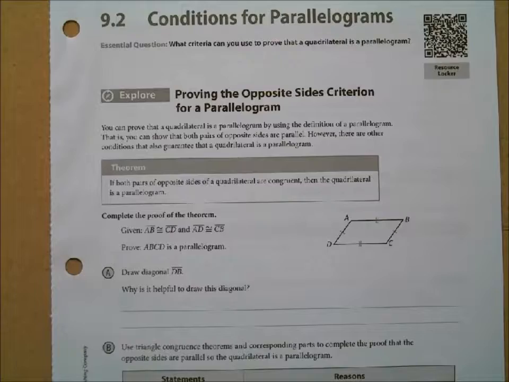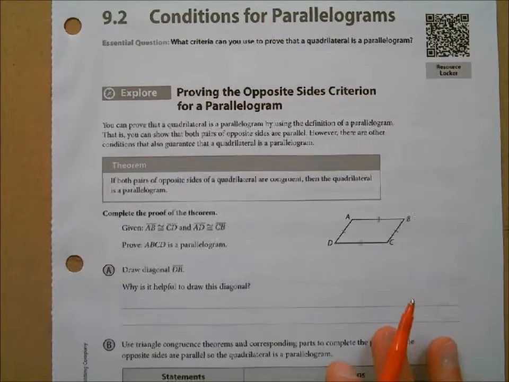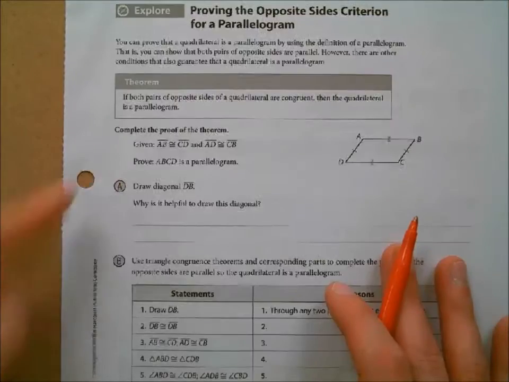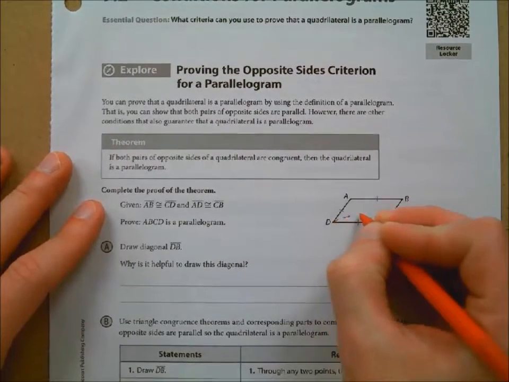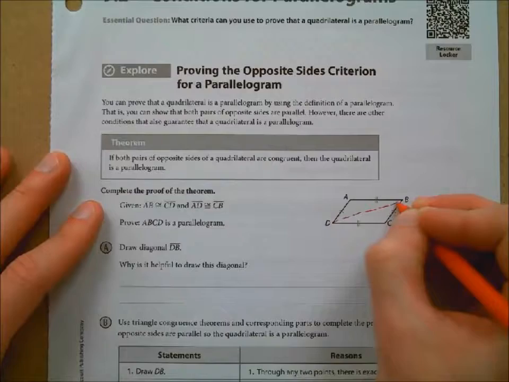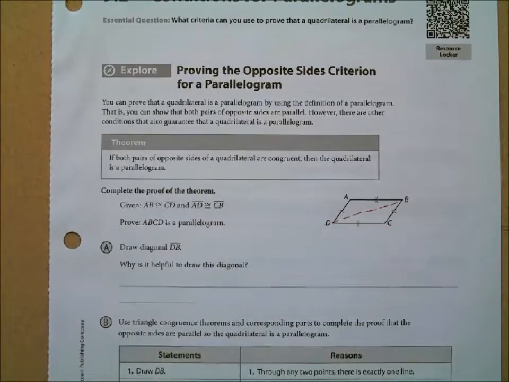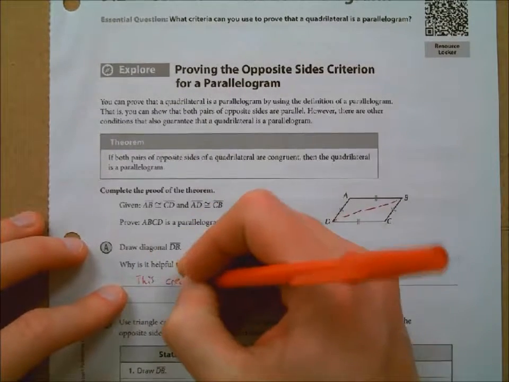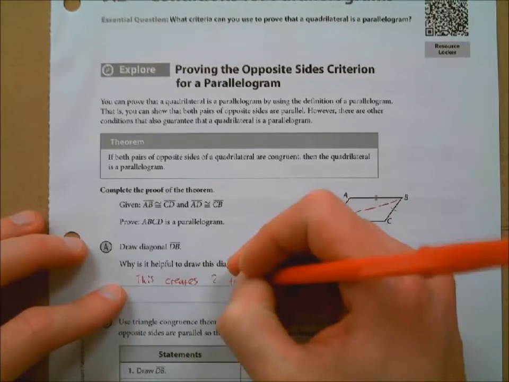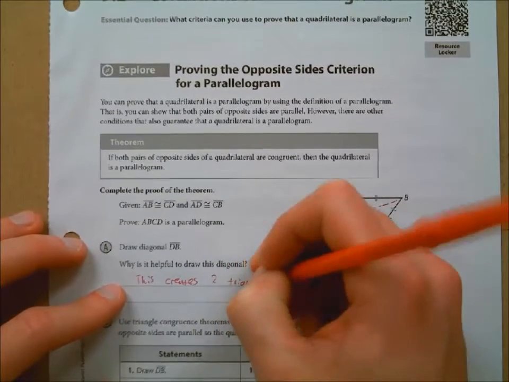So, to do this proof, to show that this does guarantee a parallelogram here, we're going to start by drawing a diagonal DB, much like we did for our earlier proofs on Friday, right? By drawing a diagonal DB, why is that helpful? What have we now created? Two triangles, and specifically we know these two triangles are going to be what? Congruent, yeah, okay. So this creates two triangles that we can prove to be congruent.